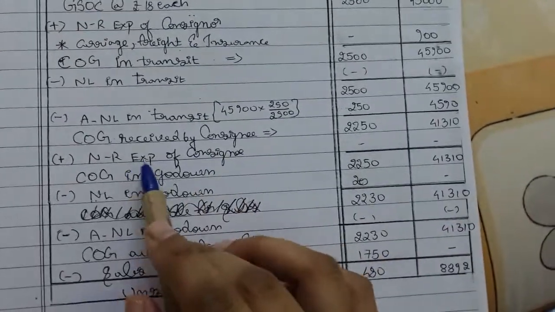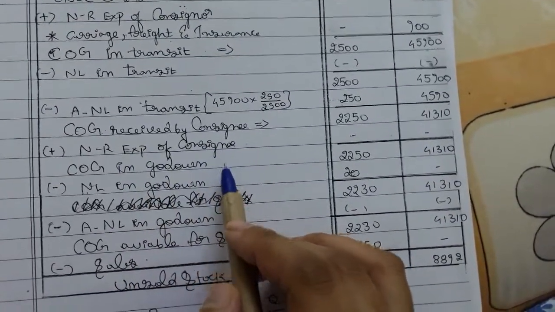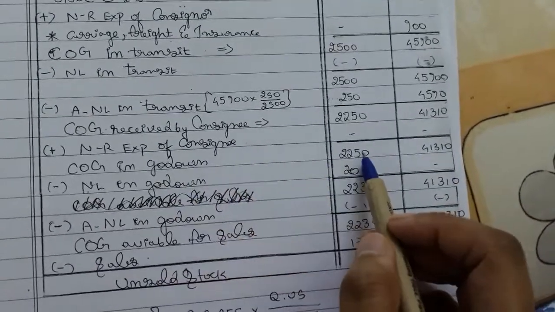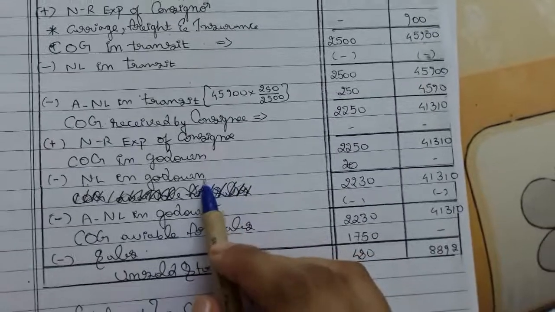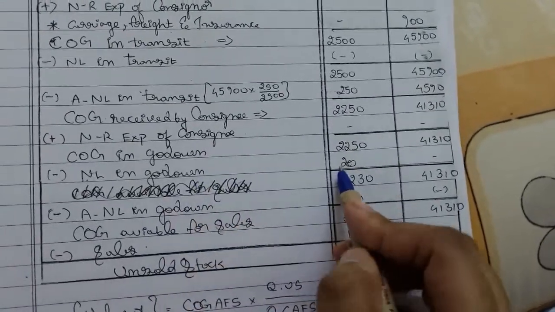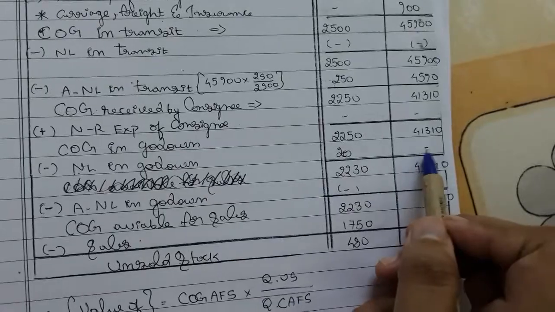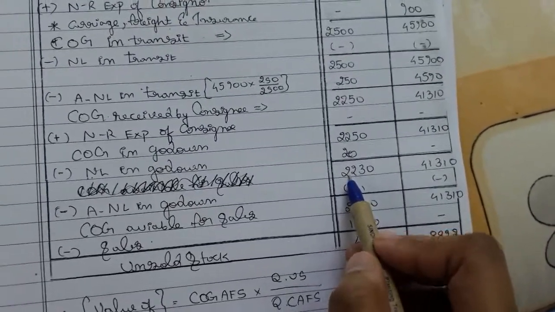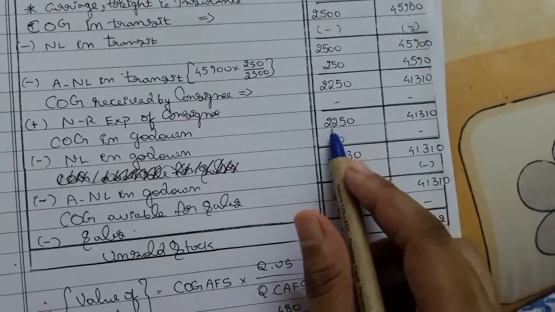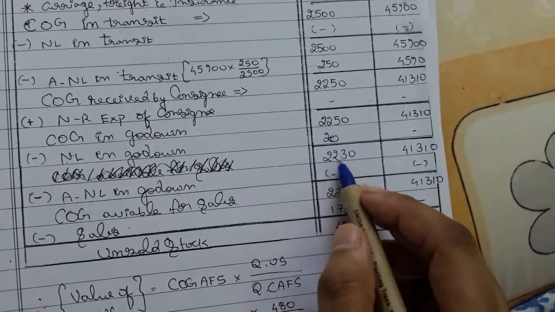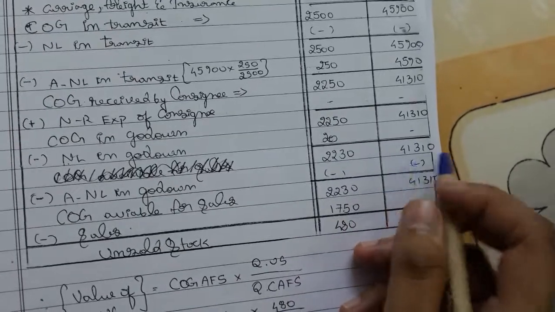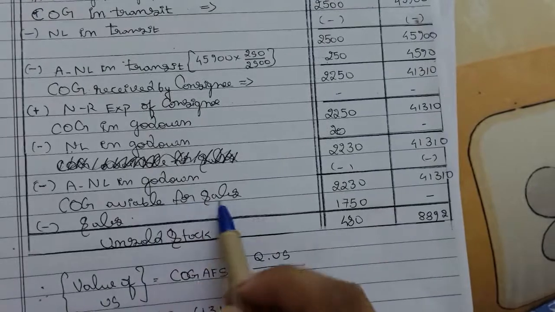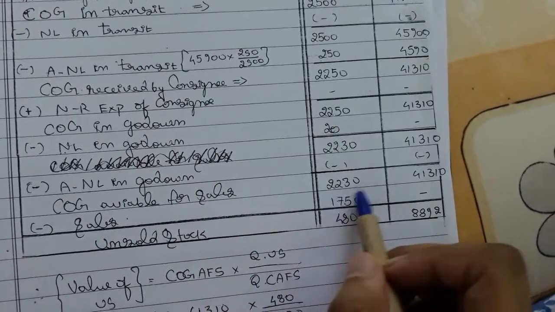And then it's coming on to non-recurring expenses of consignee. There is no non-recurring expenses of consignee, so nothing, nil. So this is the cost of goods in godown. And then there is also a normal loss in the godown worth of 20 units. For the normal loss, we will not be valuing that normal loss, so nothing, no value. So here next, the quantity 2,250 minus 20 is 2,230. On the other side the value will be same, so there is no abnormal loss in the godown, nil. So next, coming on to cost of goods available for sale, that is 2,230 units.